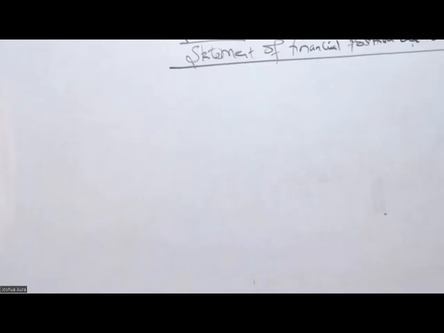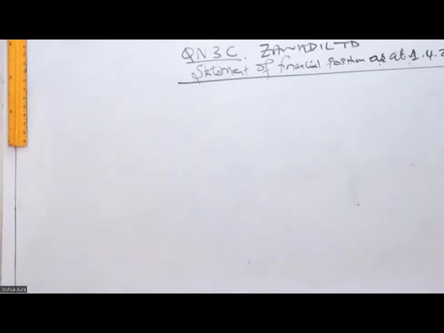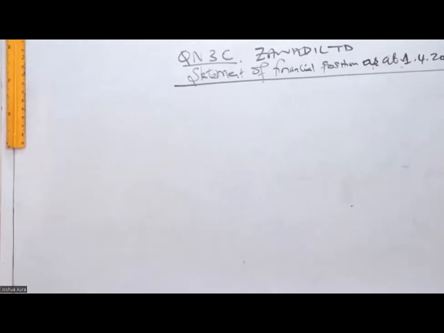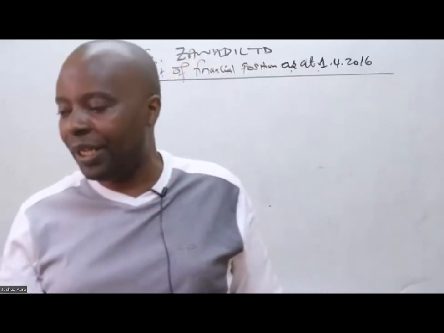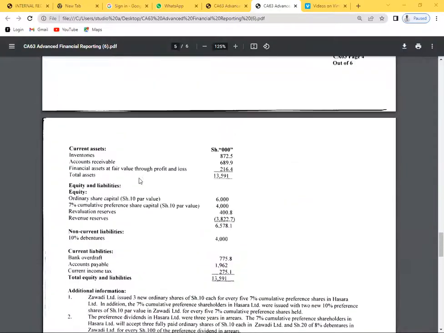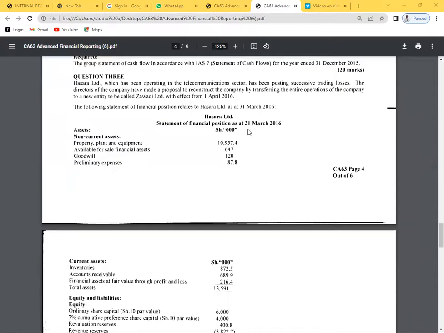Okay, so then what do I do? I will simply come and copy the statement of financial position given. I'm a bright student. I'll copy the statement of financial position of Hasara Limited, the one that is being acquired, the way it is provided, but without figures. As other students are looking at ceiling boards, you already have something you are doing, imagine.